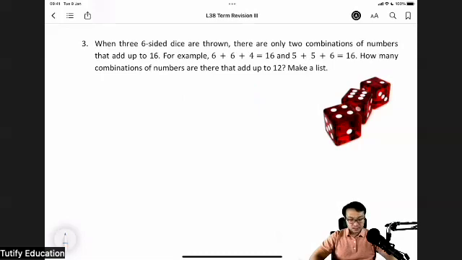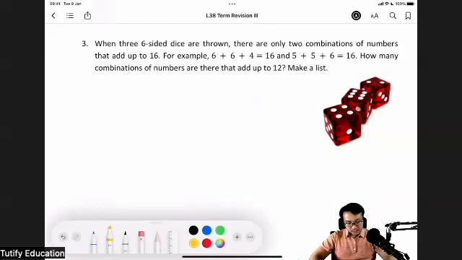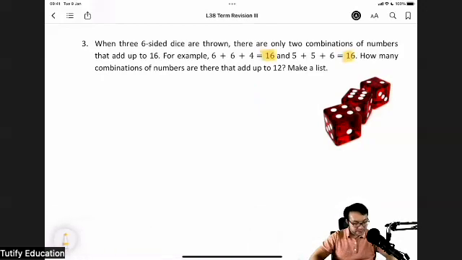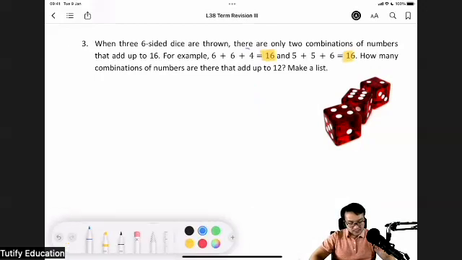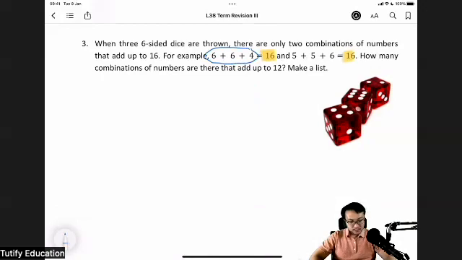Now, what does the question want? The question is telling us that there are only 2 ways for us to get the number 16 when we roll 3 dice. The first way is 6, 6, and 4. The second way is 5, 5, and 6. So now the question is asking you, how many ways are there to get the number 12 if you roll 3 dice? Let's make a list so that we can get the sum of 12 on 3 dice.